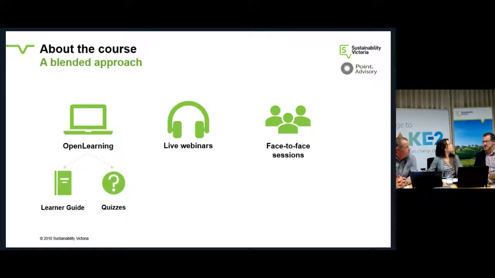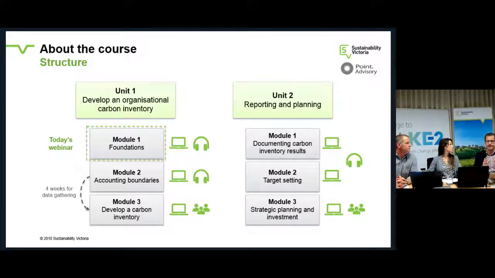And just in relation to those face-to-face sessions, the intention is very much, certainly for the first session, that you will leave the course with an inventory, or a very good start on an inventory, for your organisation. So just to reiterate Marissa's point, we are trying to keep it really practical and have you leave the course with something that you can use to take carbon mitigation forward within your organisations.